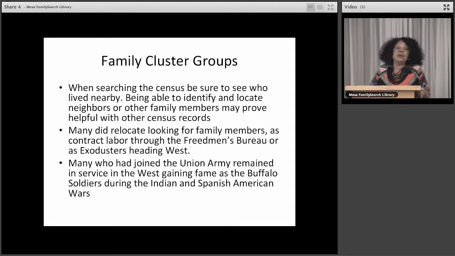Many of the freedmen did relocate. Some of them went back east to try to find their families. Some of them became part of the exoduster movement. Pap Singleton got together wagon trains and took African Americans to the free states and to the Indian Territory, Nebraska, Kansas. Along the way, they created some all-black towns that are still in existence. Some of you may have heard of Boley, Oklahoma.